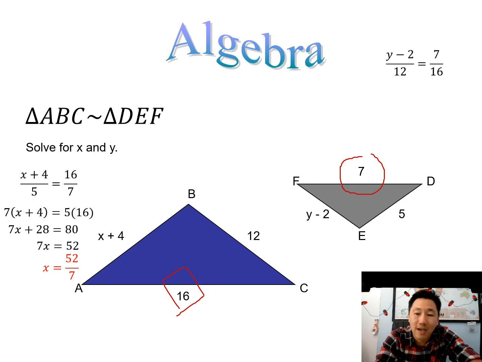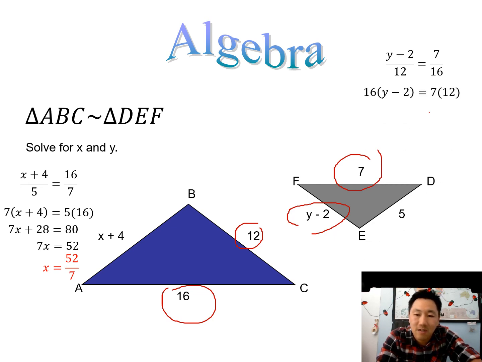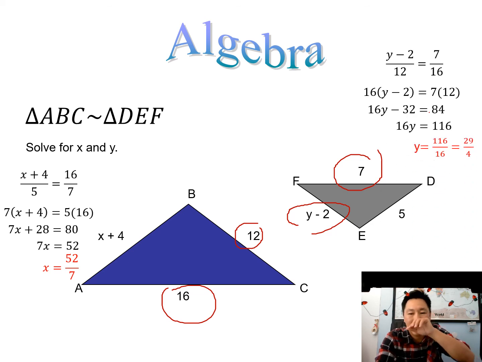Let's do the same thing for y. All right, so here's y minus 2. We have to match it up to the 12, and that should equal 7 over 16. Notice in this problem, I went from small to big, small to big. All right, use your Algebra 1 skills. Cross multiply, distribute, simplify. Y equals 116 over 16, but always reduce it, 29 over 4.